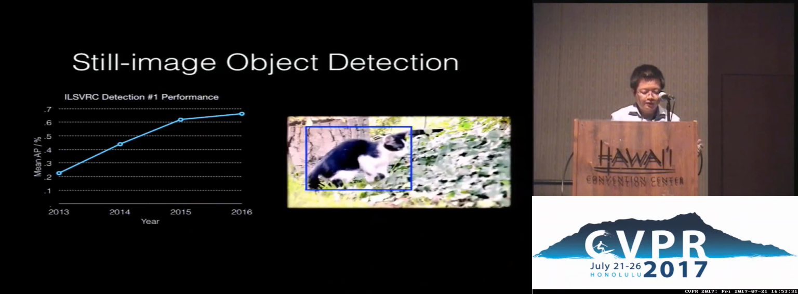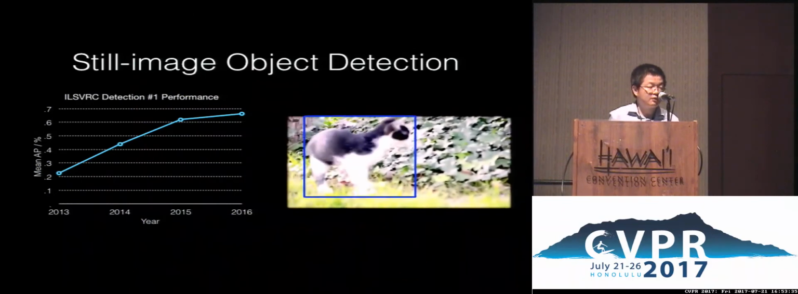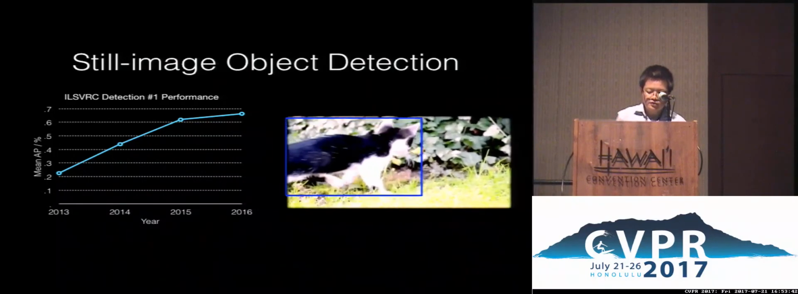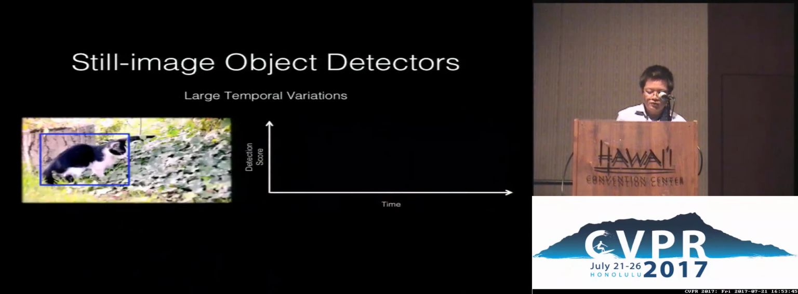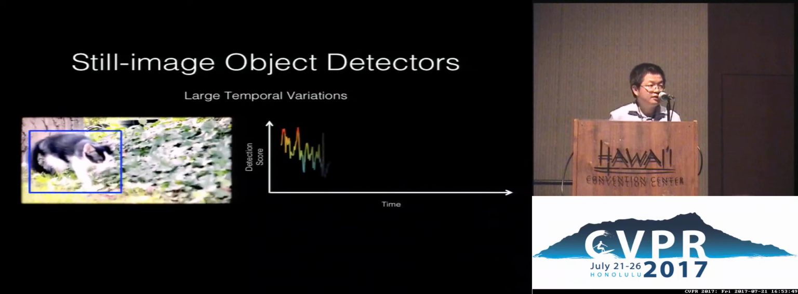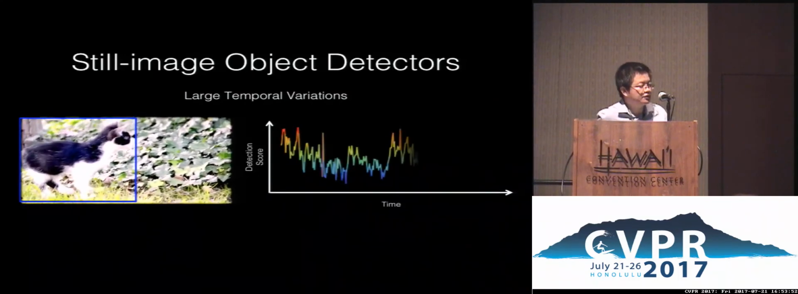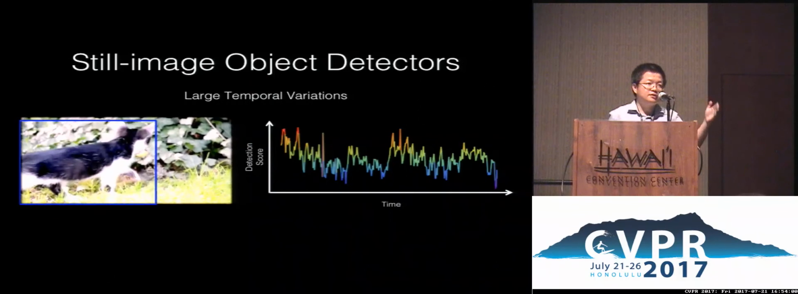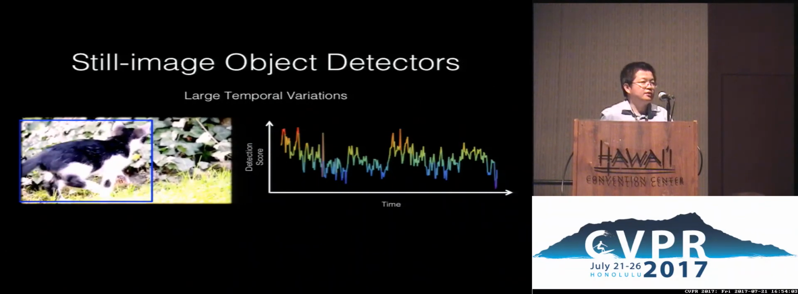And actually, we know that in the past several years, the performance of object detection has improved a lot every year, especially on still images. But if we take a look at object detection from video, we can observe something interesting. Here we show the detection score on this video. You can see that the detection score has a large variation over time. So it means that if you directly apply an object detector trained on still images to videos, it is still quite sensitive to pose variation, background, shift and occlusions. So this is not quite robust.